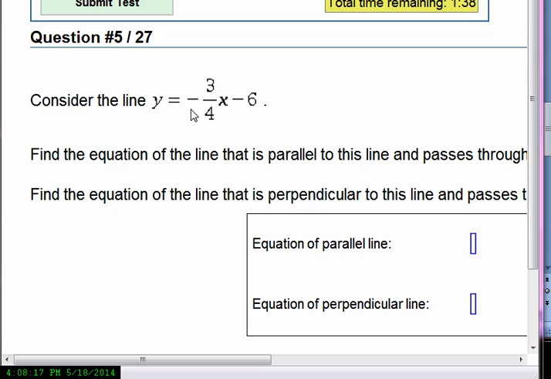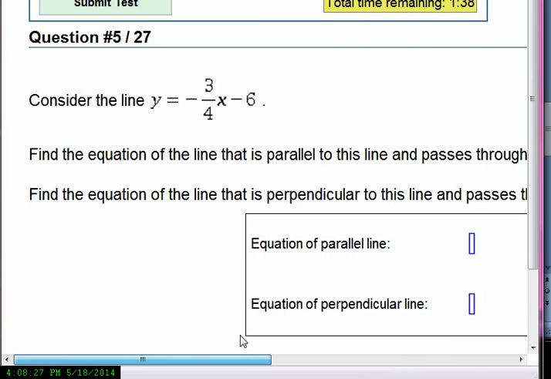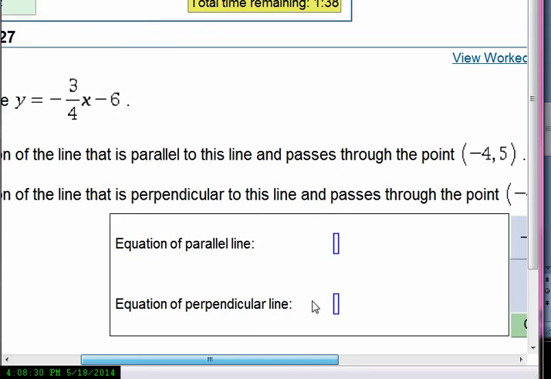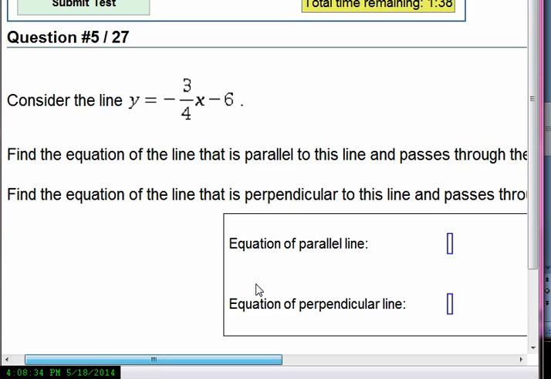Consider the line y equals negative 3/4 x minus 6. Find the equation of the line that is parallel to this line and passes through, let's check out our point, negative 4, 5, and then also find the equation of the line that's perpendicular to this line and passes through negative 4, 5.